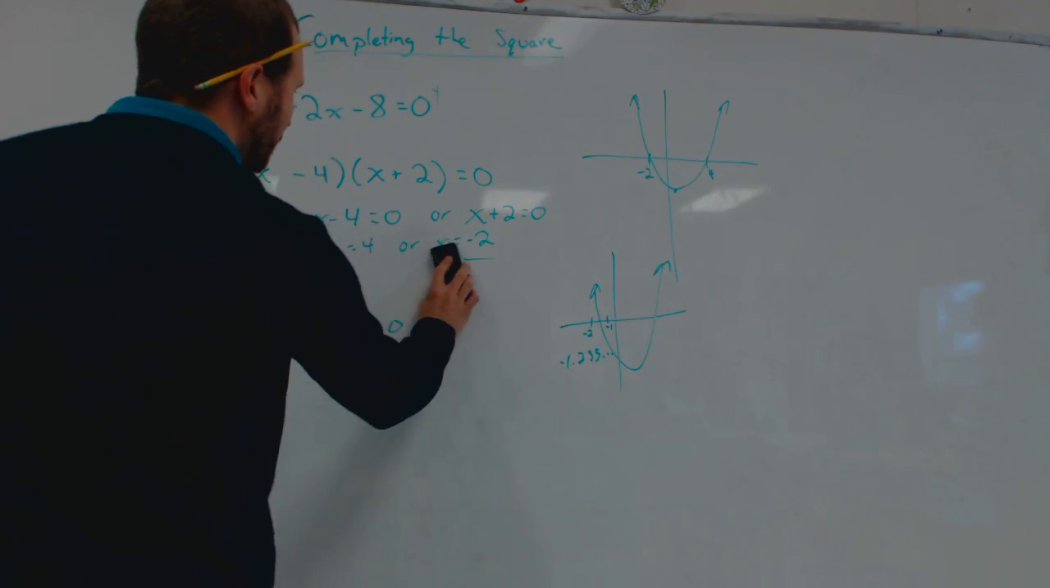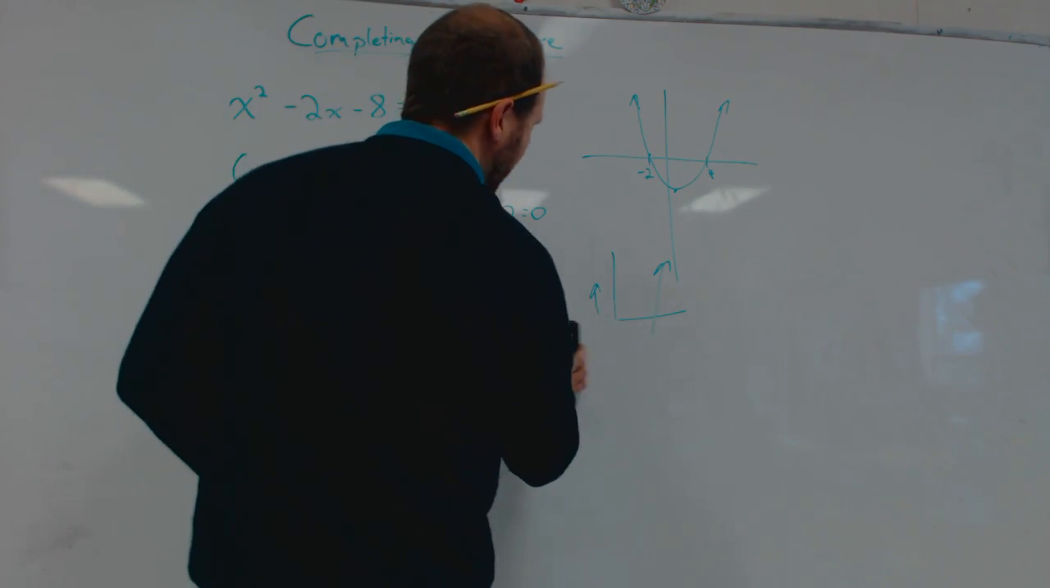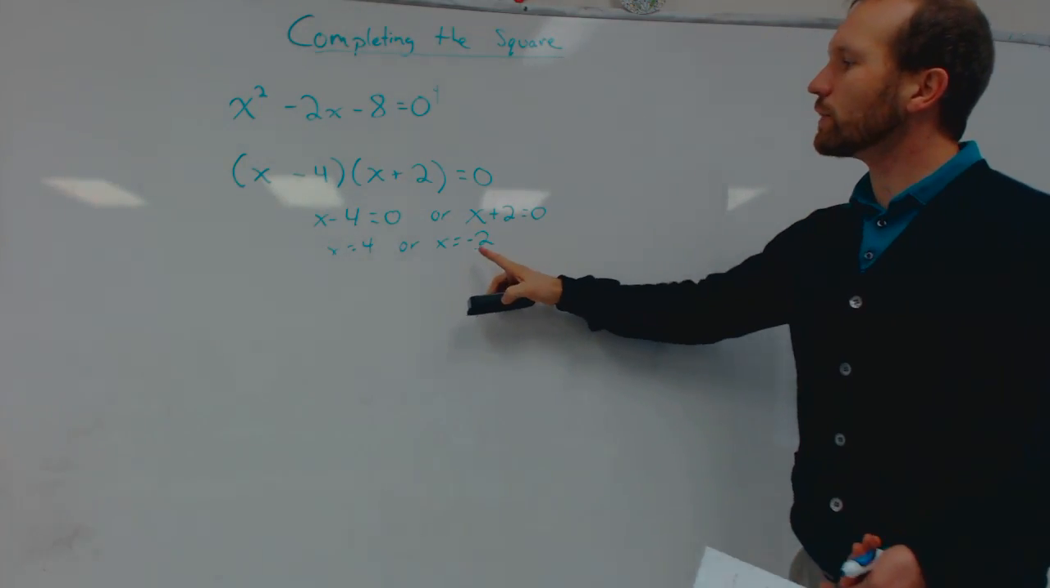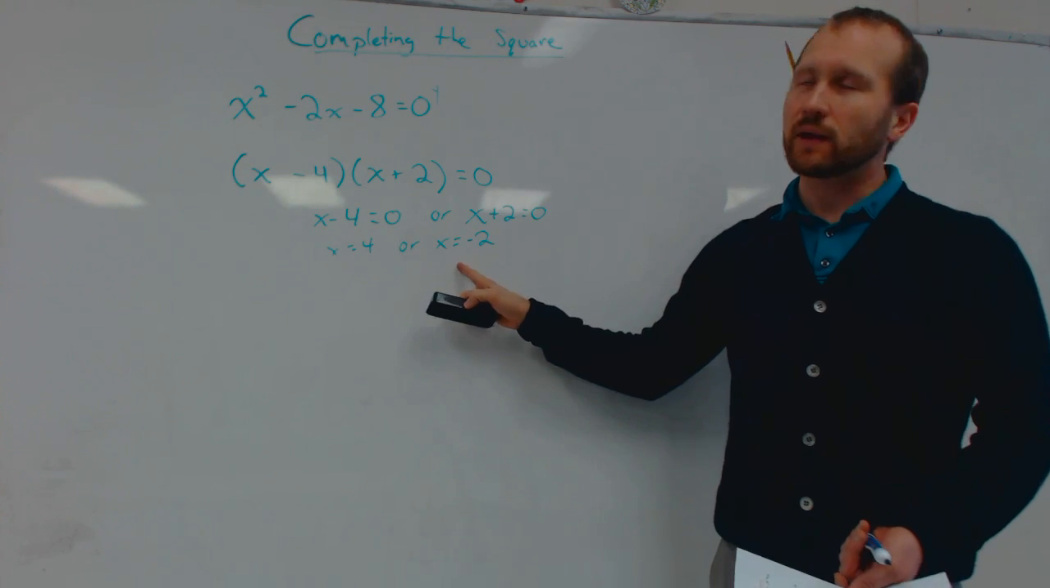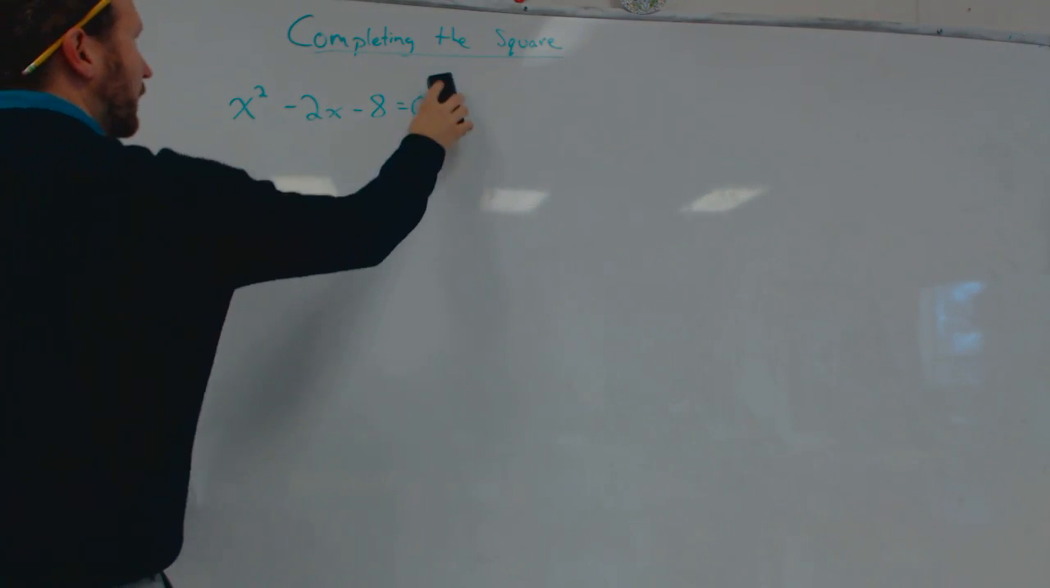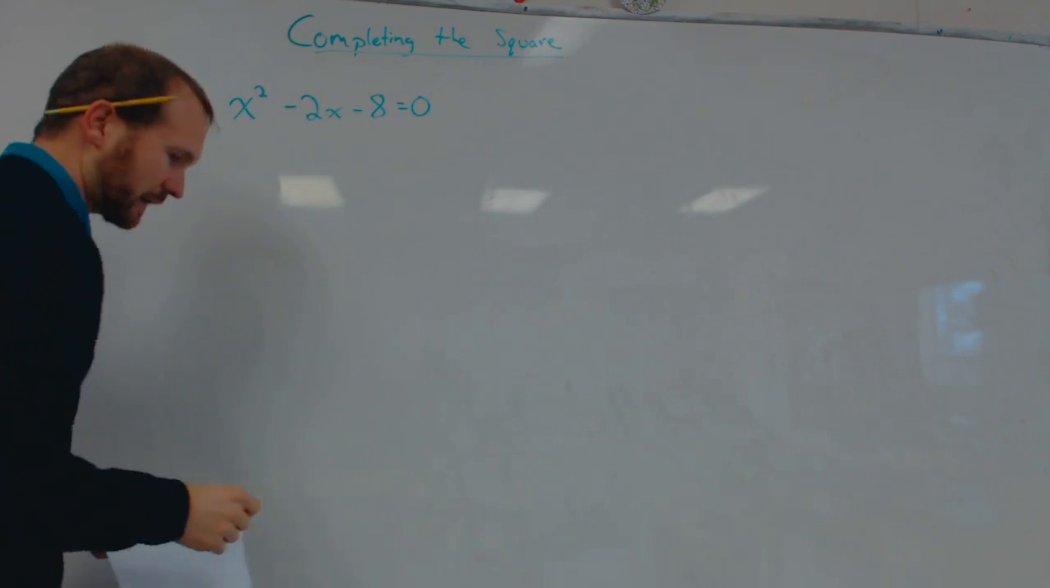So there is another way of solving these, and that's what I'm going to show you today. It's called completing the square. Let's remember the answer to this. The answer to this problem is 4 and negative 2. Now we're going to go through a different process to get that answer.